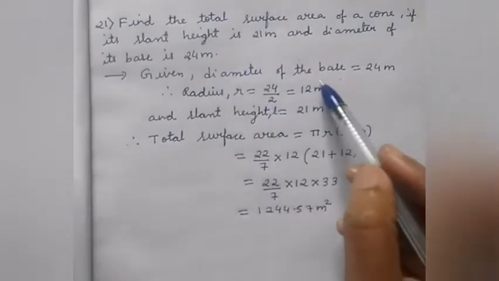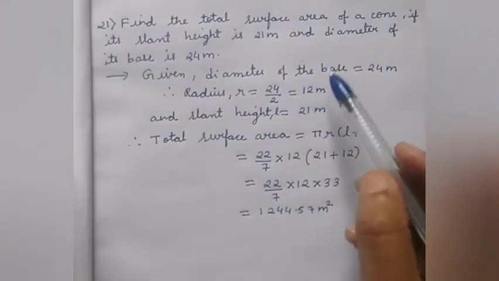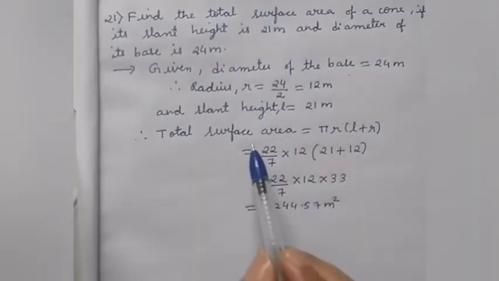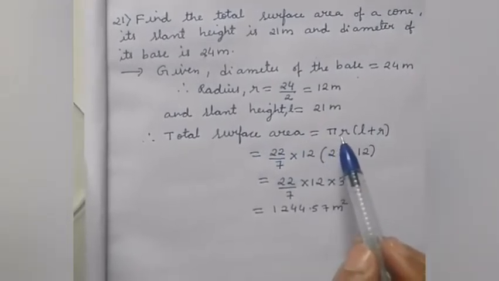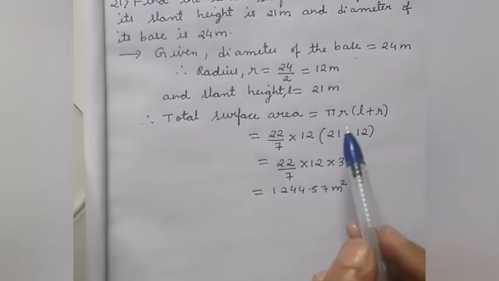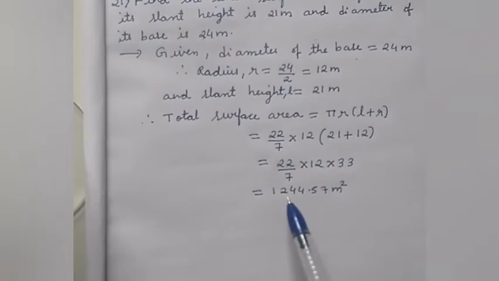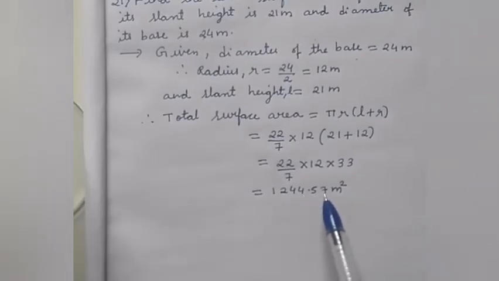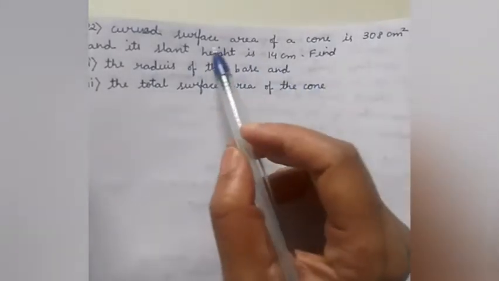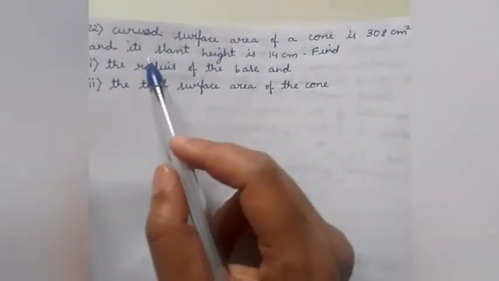So here in this problem, diameter was given which is equal to 24 meter. From this we have obtained radius, that is equal to 24 divided by 2, which is equal to 12 meter, and slant height given 21 meter. We are asked to find the total surface area. Total surface area formula is pi r into (L plus r). So after putting the value of r, L and pi, and simplifying, we get the total surface area equal to 1244.57 meter square.